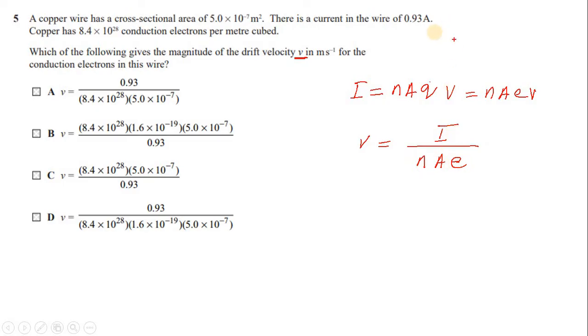I is the current, which is 0.93. Definitely I should be the numerator, so immediately you can ignore B and C. So either A or D. Of course nAe: this is your A, area. This is your n, charge carrier density, the number of electrons per unit volume, and e is the charge of the electron. So you see that this is your I, this is your n, and this is e and A. Clearly it is B.